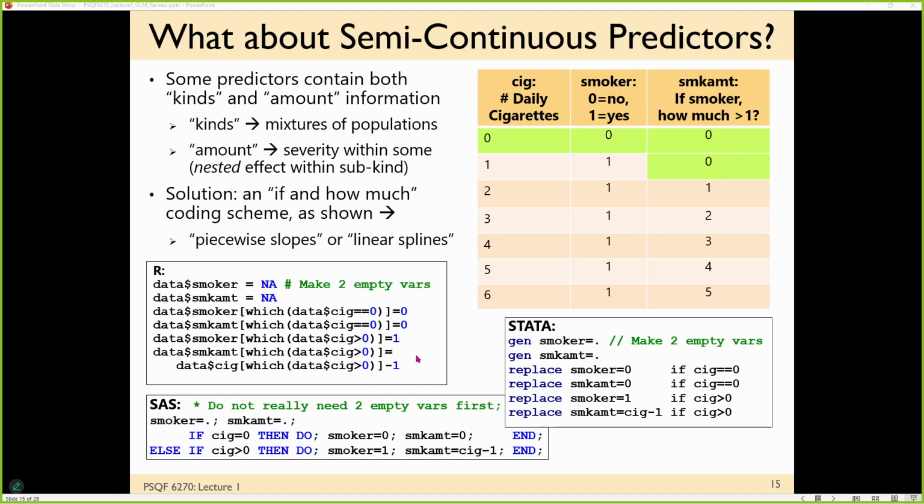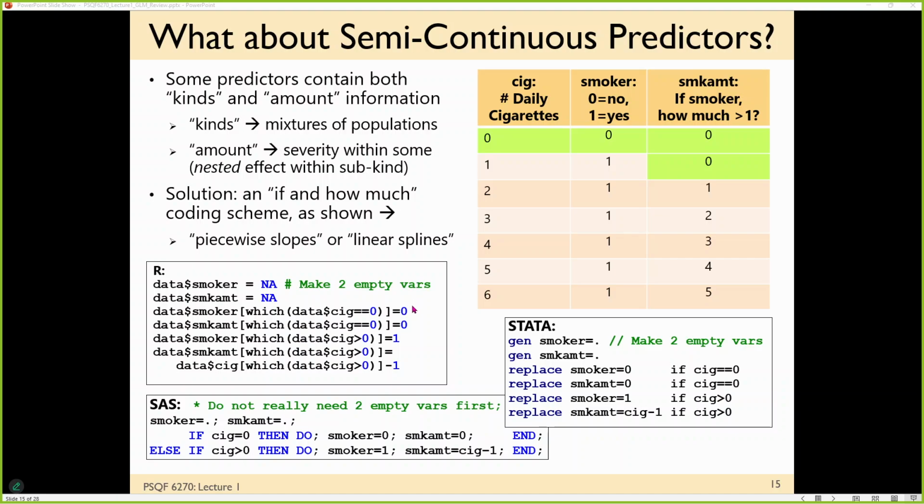In this, I have examples in all three packages of how you would build variables like this. So R looks like this. We would start by making 2 empty columns. That's what NA means. The dots mean that in the other packages. And then I'm creating a new variable called smoker. If cigarettes is 0, smoker gets a 0 here. Smoke amount gets a 0, because if you're not a smoker, you don't have an amount, but it has to be filled in for this to work.